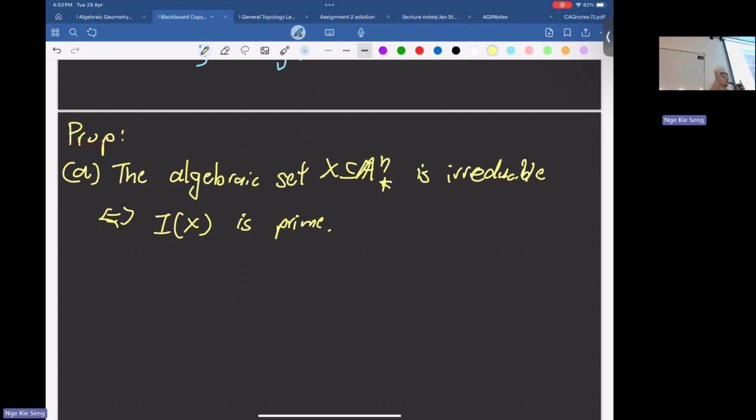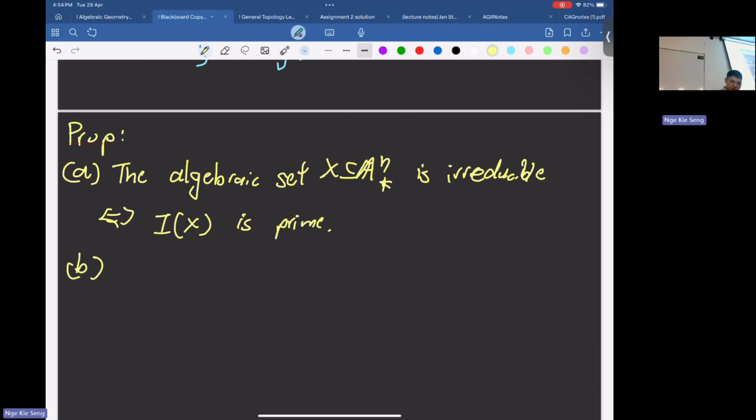So this gives you a condition for how to check an algebraic set is irreducible. How do you know you cannot split your algebraic set into two proper closed sets? One way is to look for the ideal that defines this X, and then check whether this ideal is prime or not. And the other way around: if the ideal is hard to check, maybe you can see whether there's an algebraic set defined by this ideal.